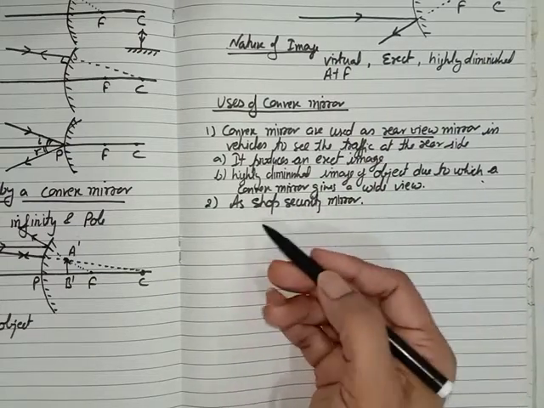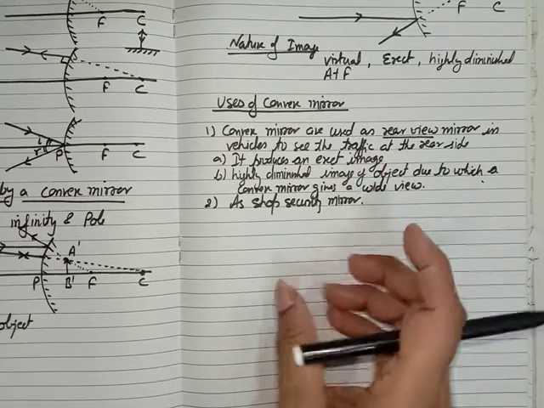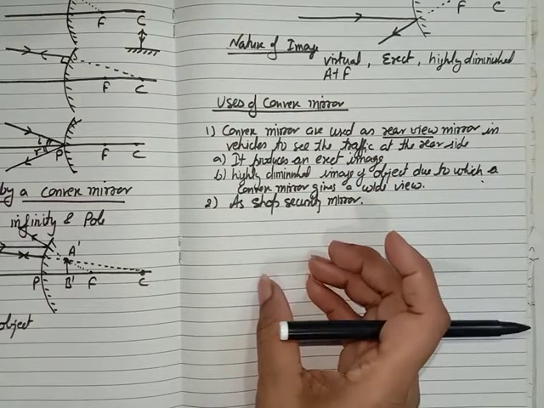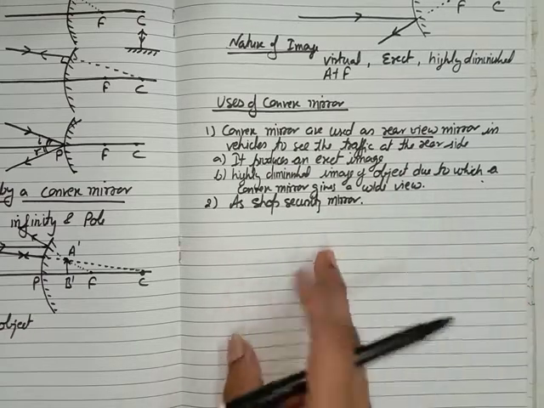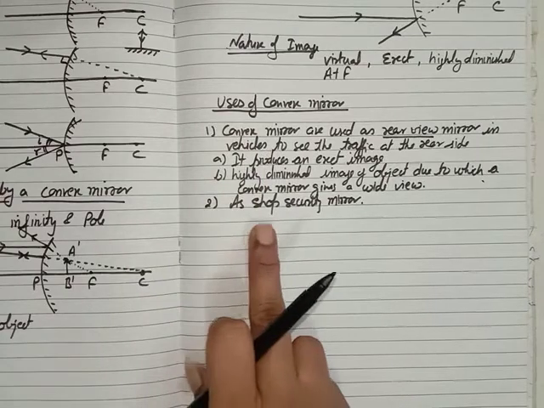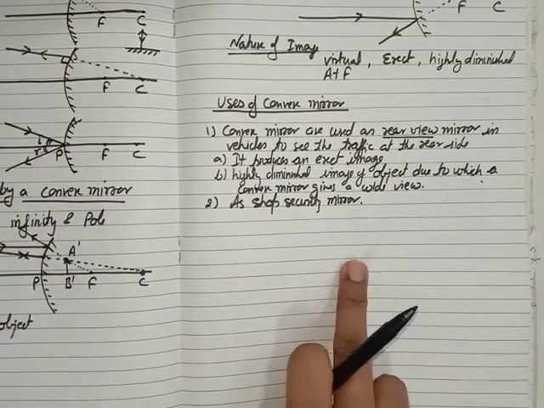Because it always forms the erect image, and the second one is that it gives a wide view. So that's why we use this mirror as a shop security mirror. So these are the uses of the convex mirror.